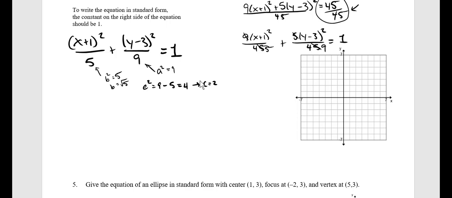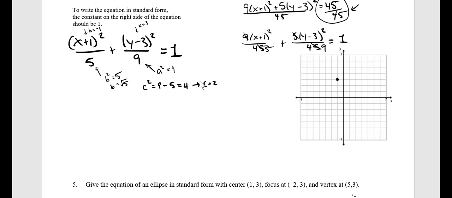But now from here, we've figured out all the important parts. Let's go ahead and sketch this thing. We need to go root 5 units in the x direction from the center. Maybe we start there. The center is -1, 3. That's where we're starting.